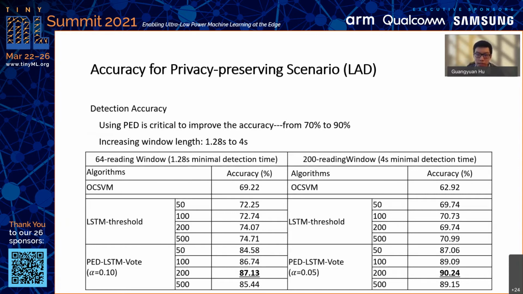The result shows that the LSTM threshold models do slightly better than the one-class SVM. LSTM PAD models perform much better than the previous two models and increase the accuracy from about 70% to more than 87%. The result also shows that a higher accuracy can be achieved if a longer detection time of 4 seconds is allowed.